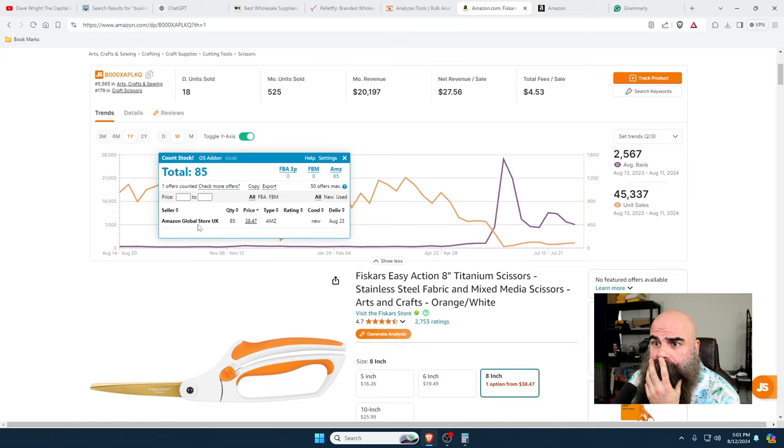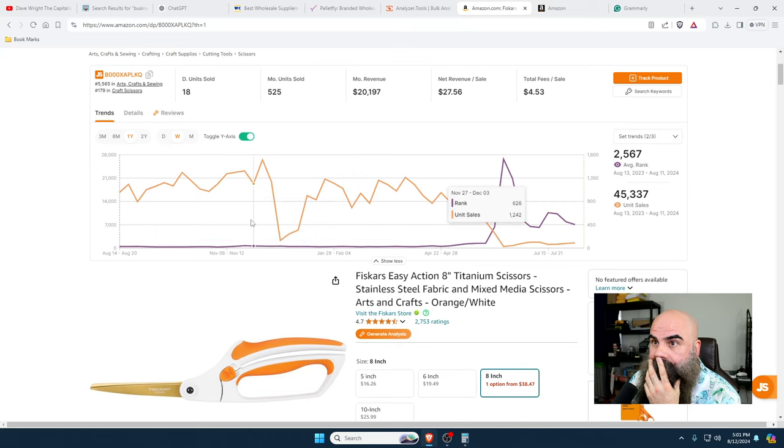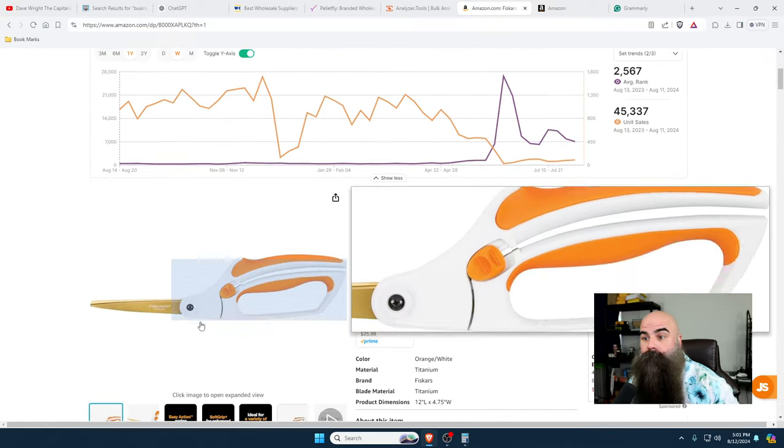This is just showing that the Amazon Global Store has quantity 85, price 38, and that they have 85 left that I'd be competing with for this, and it sells 525 a month.